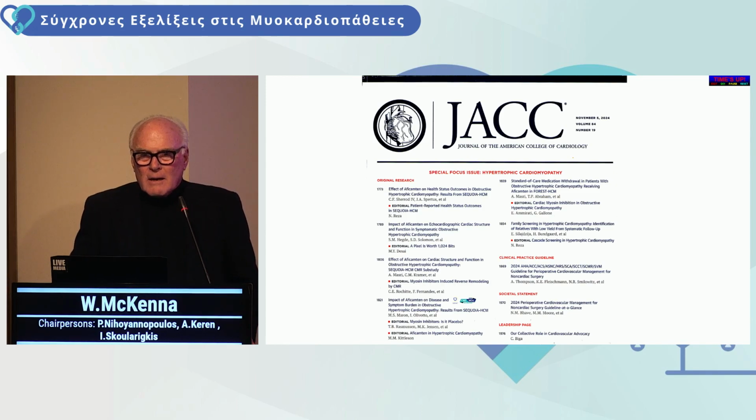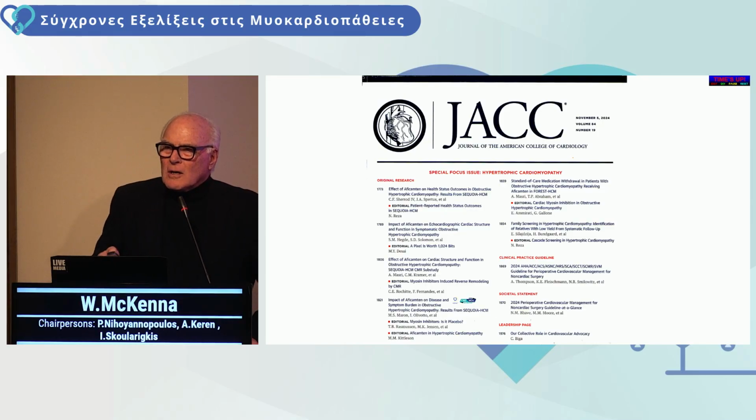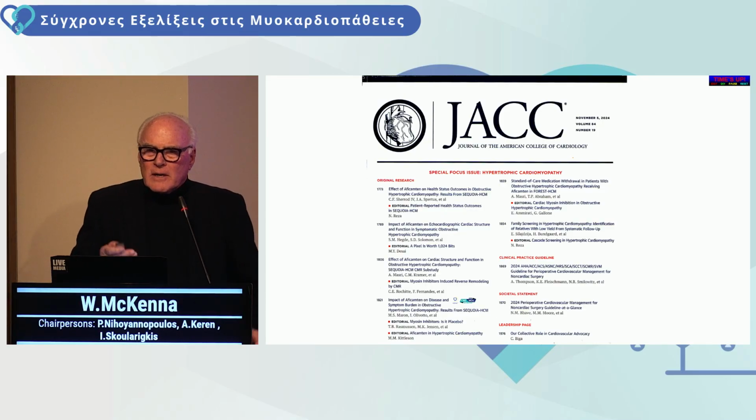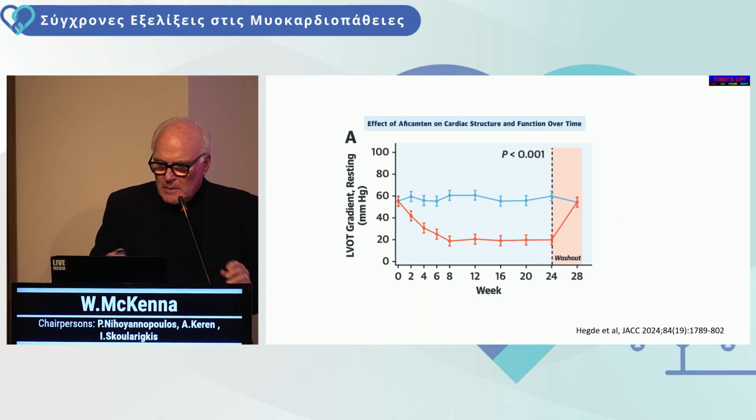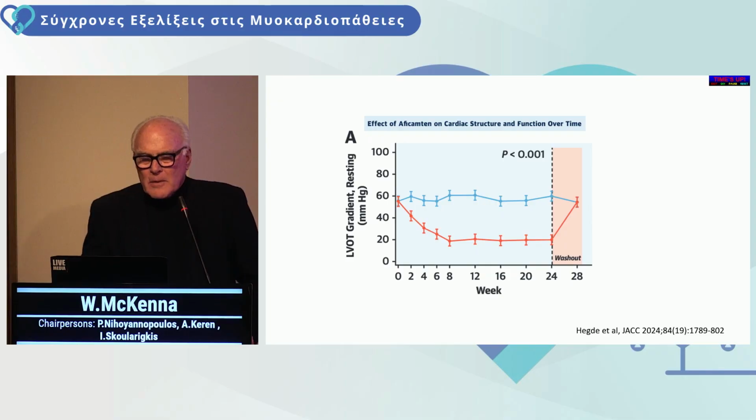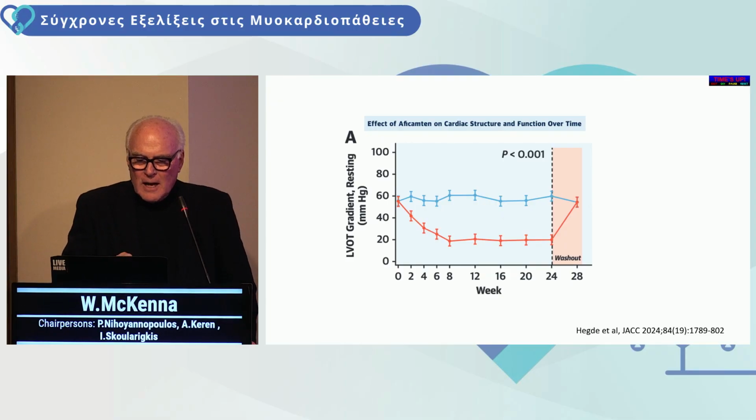An interesting whole issue of JACC recently on aficamten. And usually when you read these trials, you have to go to the addendums to find out individual patient data. Here, you actually can see in this JACC publication the summary data. And this is aficamten, a myosin inhibitor. It looks at the gradient. The top line is placebo, and the bottom line is active.